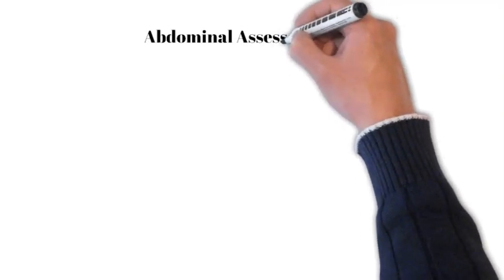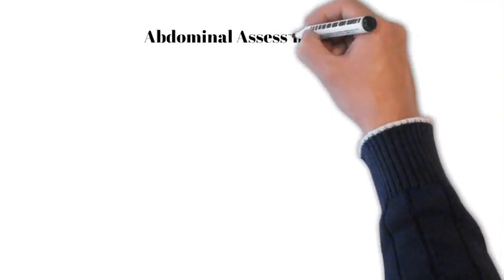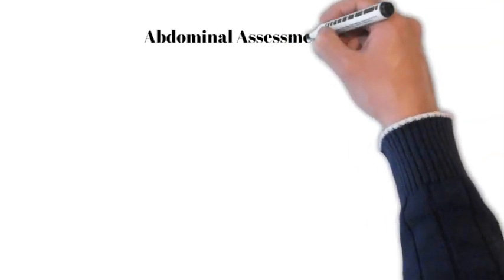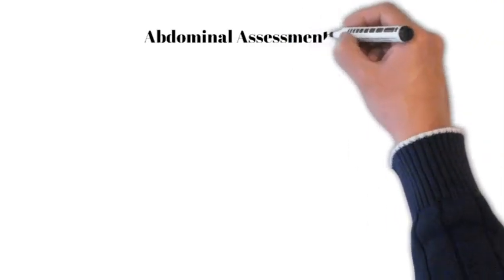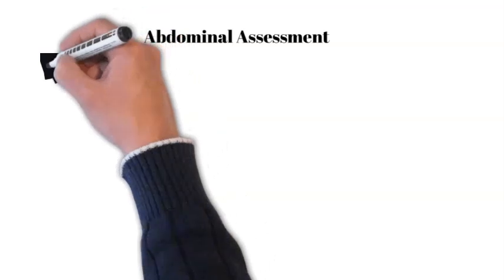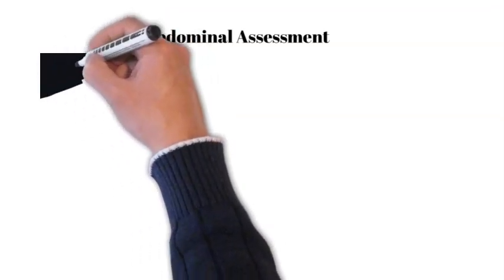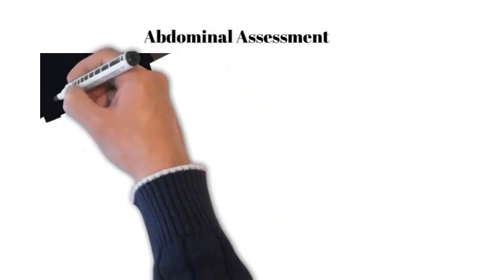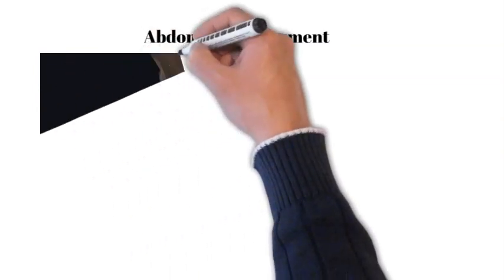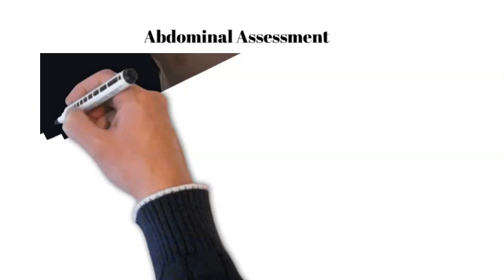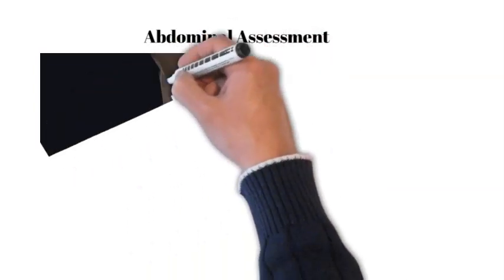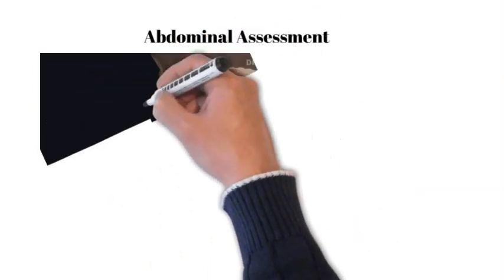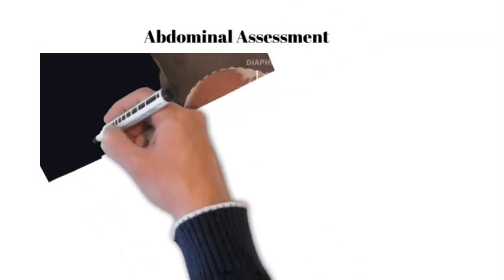Distension, swelling or enlargement of the abdomen. Guarding, the involuntary tensing of abdominal muscles due to pain or discomfort. Rebound tenderness, pain that occurs when the examiner quickly releases pressure on the abdomen. Hepatomegaly, enlargement of the liver. Splenomegaly, enlargement of the spleen. Peritonitis, inflammation of the lining of the abdominal cavity.